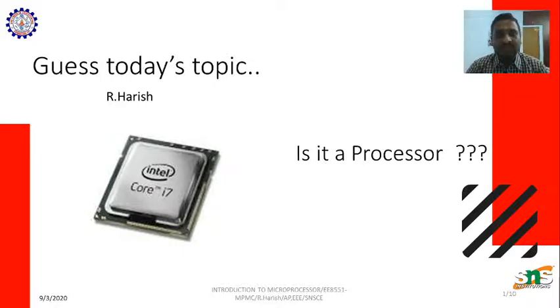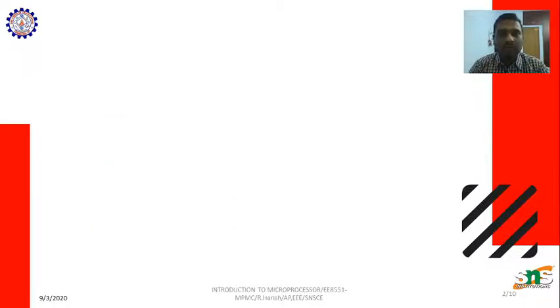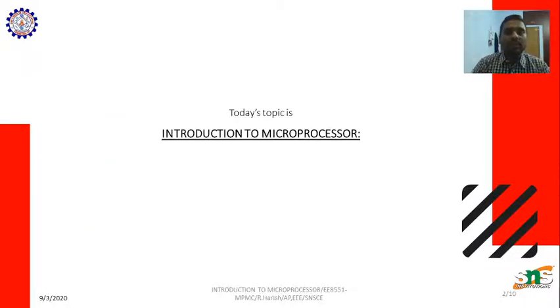Same in a PC or in a mobile, the need of a processor is important. Like a smartphone, we need Android OS. That is the processor that runs the system. So today's topic is introduction to microprocessor. In today's class we are going to see the introduction to microprocessor.